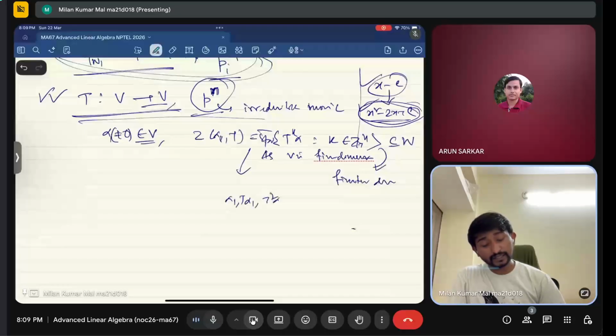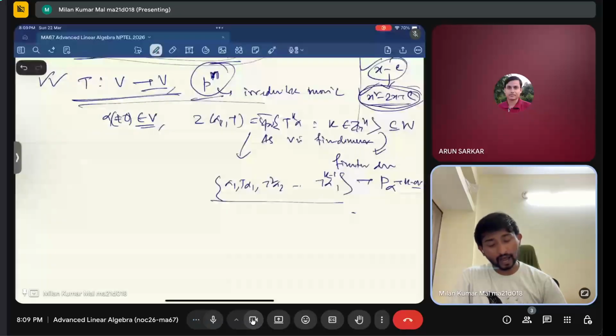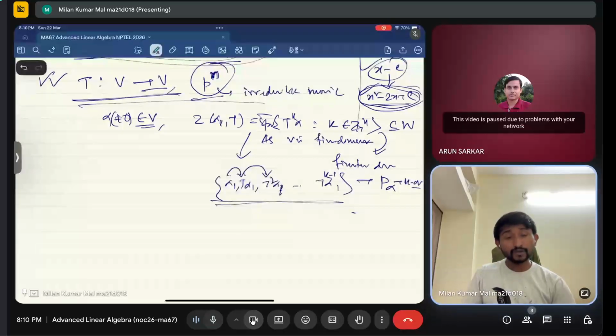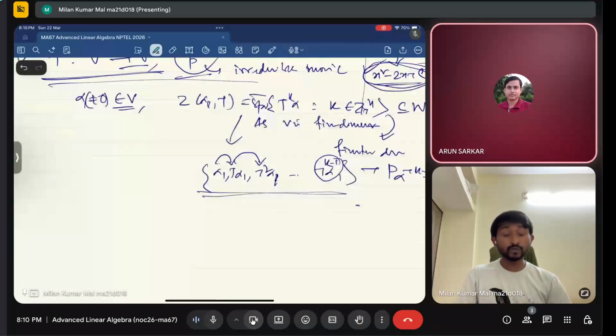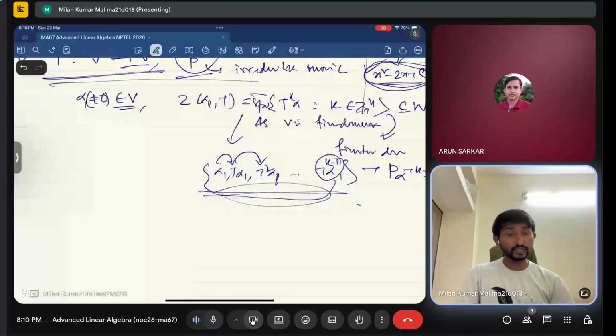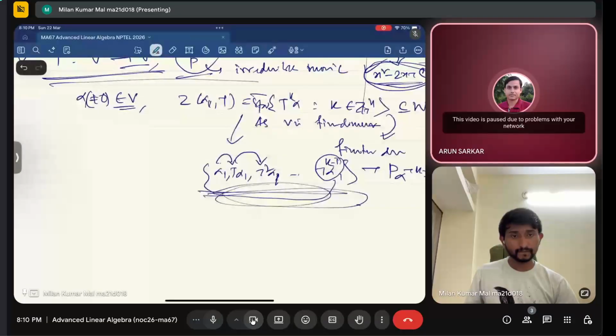Now clearly this space is invariant under T, because if you act T on alpha, that goes to T alpha. If you act T on T alpha, that goes to T squared alpha, and in this way, if you act T on T to the power k minus 1 alpha, that can be written in terms of the linear span of all the vectors. No, T to the power k alpha is not necessarily 0. T to the power k alpha can be written in terms of the linear span of all of these vectors. T to the power n alpha is also not necessarily 0.